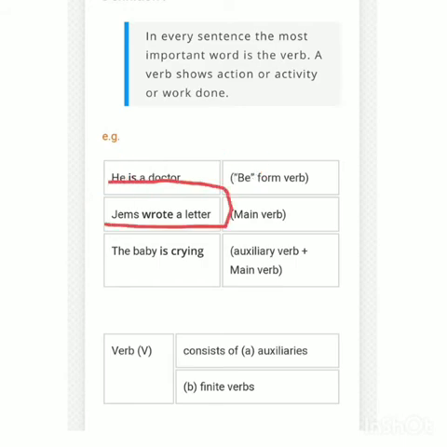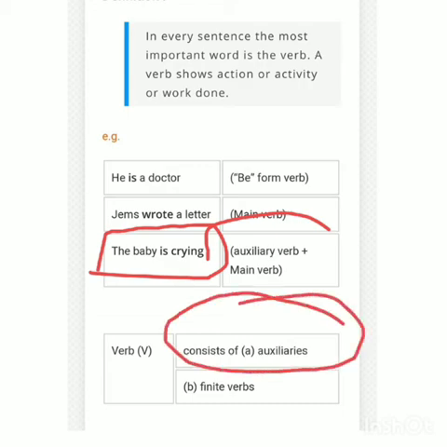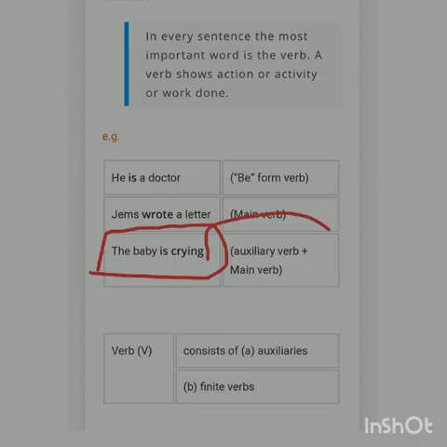Then main verb. Main verb is an action word, a direct action word. So here wrote is an action word of write. Okay, it is the past form of the action word write. Okay, then the baby is crying. So here the action verb came along with the auxiliary. Okay, based on the tense it comes like this. Okay dear, a verb consists of an auxiliary, or it may come without an auxiliary also, or else it is a finite verb.